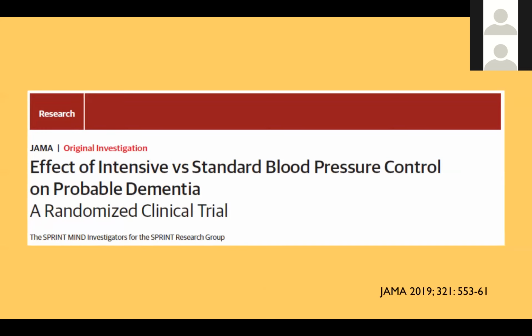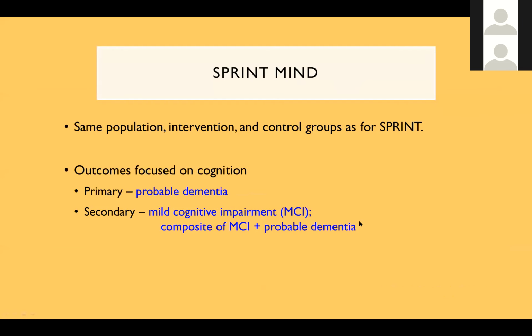that was really an offshoot of the SPRINT study. And so it was pre-planned. It was the same population, and they underwent the same intervention versus control, but the outcome was specifically focused on cognition. And so their primary outcome was what they called probable dementia. Their secondary outcome was either mild cognitive impairment or a composite of mild cognitive impairment and probable dementia.